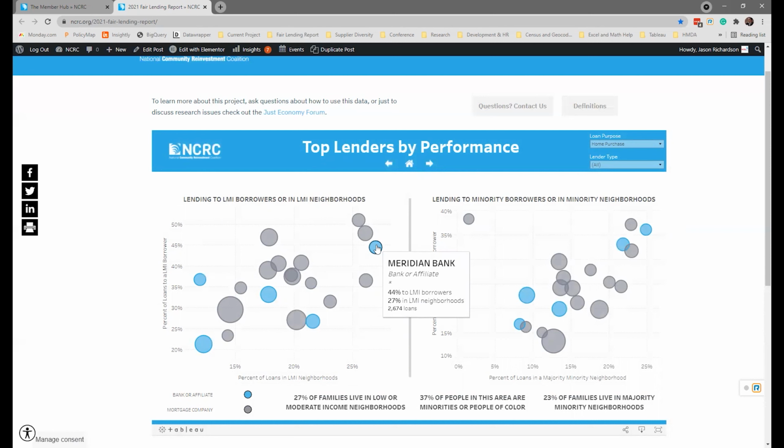Generally speaking, you want to be in the upper right-hand corner of these scatter plots. So this bank has done 44% of its home purchase loans to low to moderate income borrowers and 27% of its loans in low to moderate income neighborhoods. That's pretty good. You can look at the distribution of the rest of the loans when you have time. On the right side, we're looking at loans to minority borrowers on the left-hand side and loans into majority minority neighborhoods on the bottom.